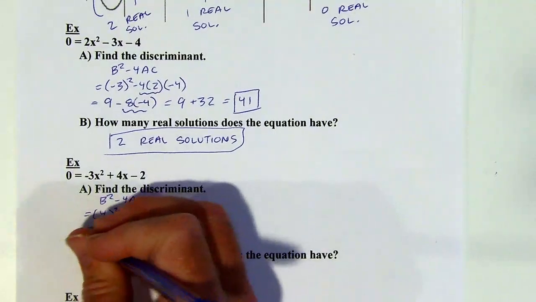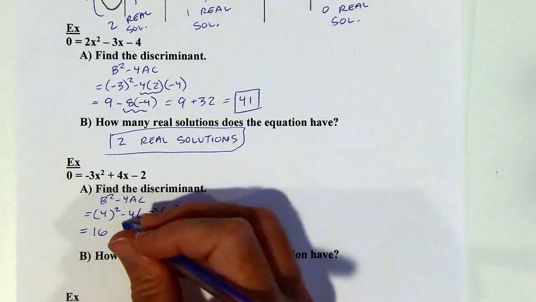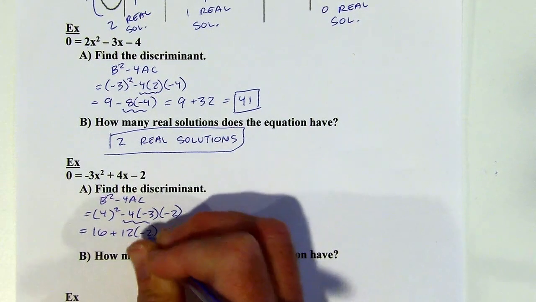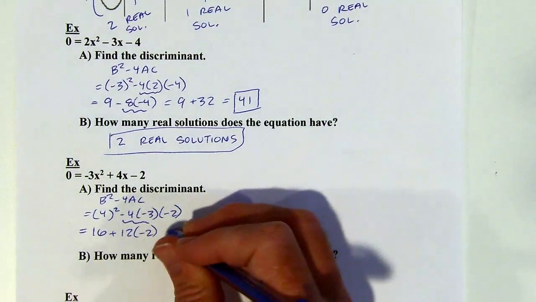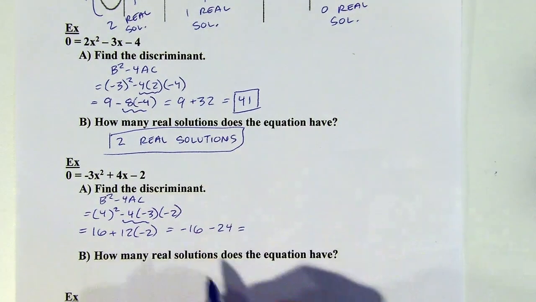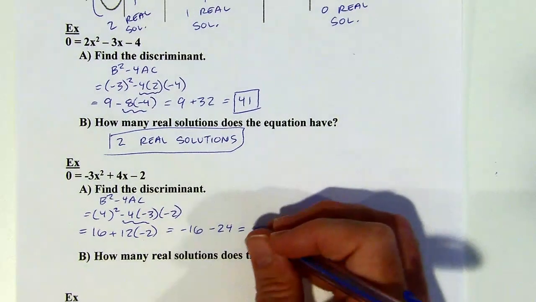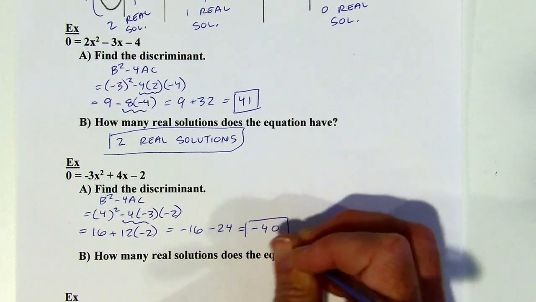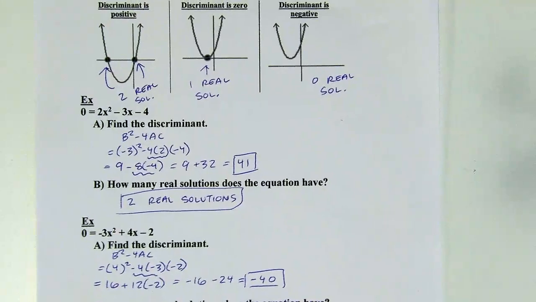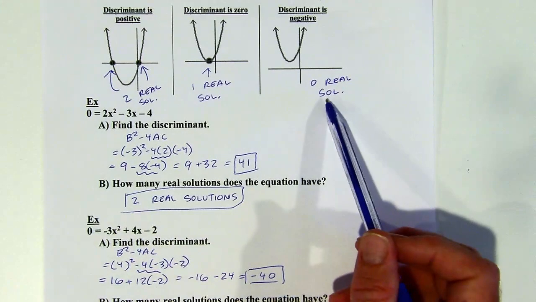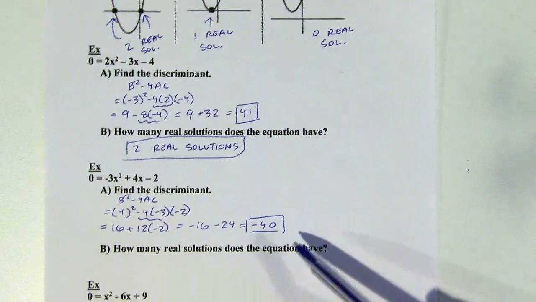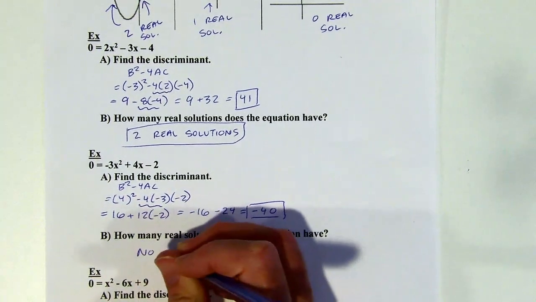Okay, so let's do the squaring first. That's 16. And I'll multiply those two. That's positive 12 times -2. Positive 12 times -2 would be -24. Okay, and that's going to come out to -40. That's the value of the discriminant. And since this came out negative, if you go back out to that chart, when the discriminant is negative, we get 0 real solutions because you'd be adding and subtracting the square root of -40, which doesn't really exist. So no real solutions.